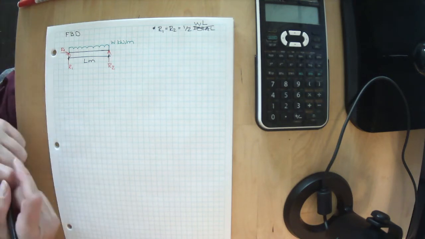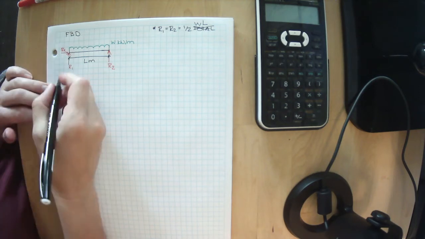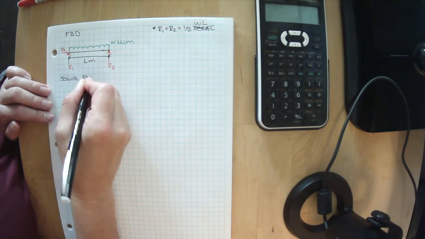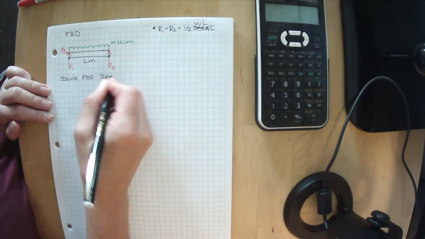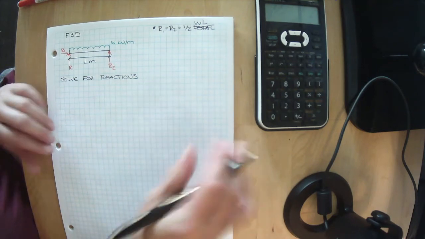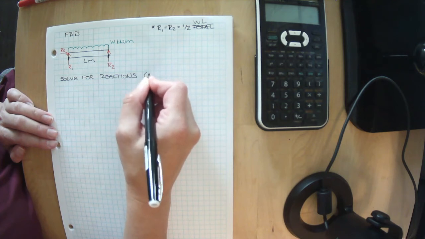All right, let's solve for our reactions. Now, to solve for our reactions, we need to use analogous point load.